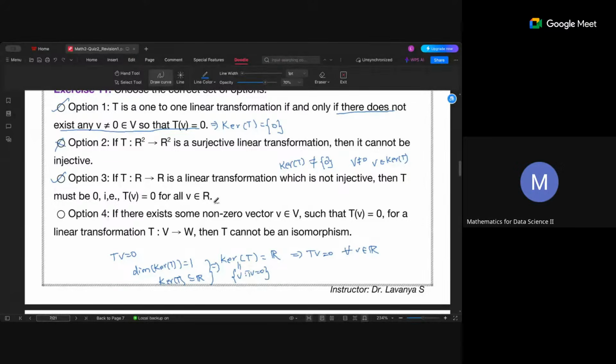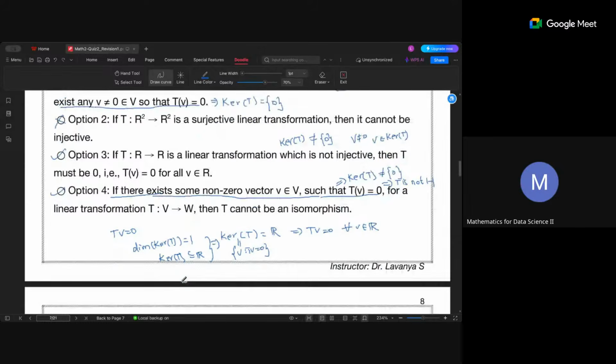If there exists a non-zero vector v in V such that T(v) equals 0 for a linear transformation T from V to W, then T cannot be an isomorphism. True. This means your kernel is non-zero. If the kernel is non-zero, you know that T is not one-to-one and hence it cannot be an isomorphism. This is true. Is this clear?